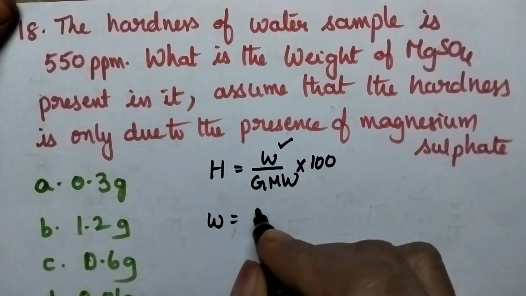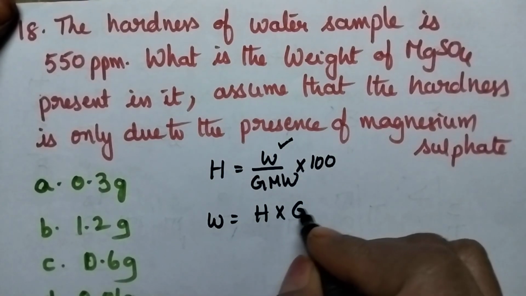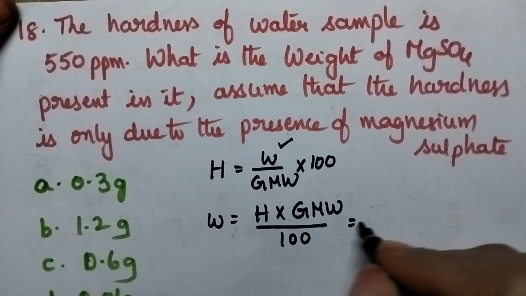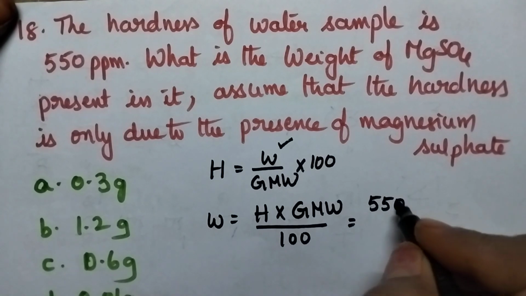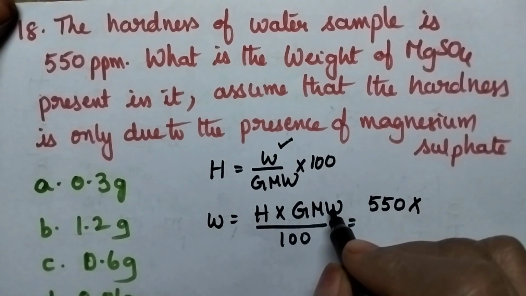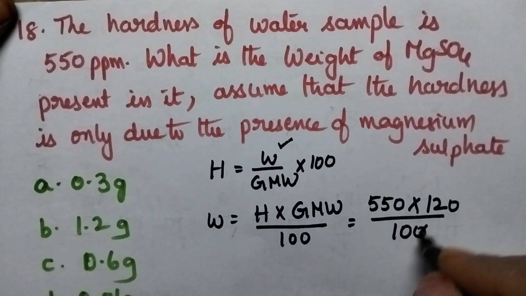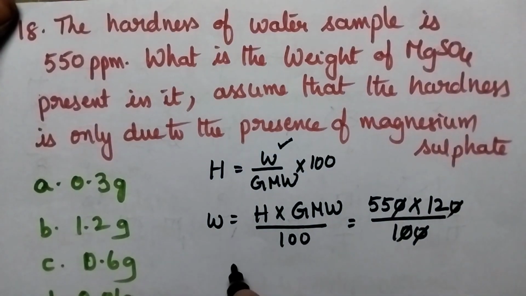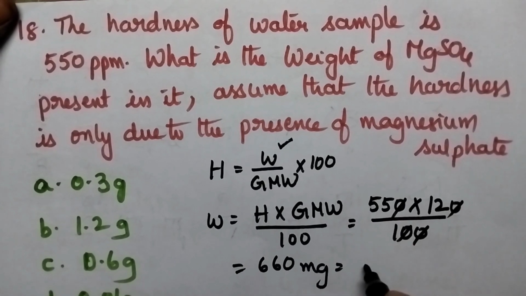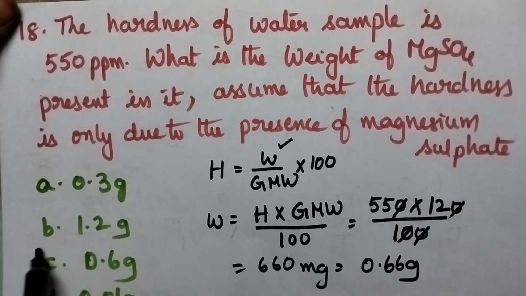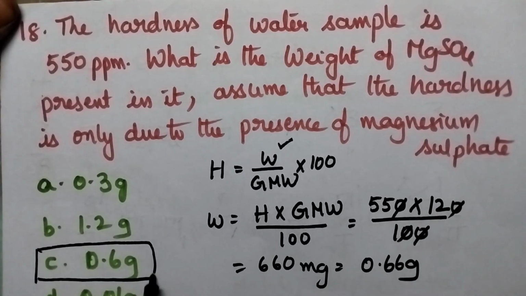So weight is equal to hardness into gram molecular weight divided by 100, that is equal to 550. Gram molecular weight of the magnesium sulfate is 120 divided by 100. So that is equal to 660 mg, and hence that is equal to 0.66 grams. So option C, 0.6 grams, is the right answer.